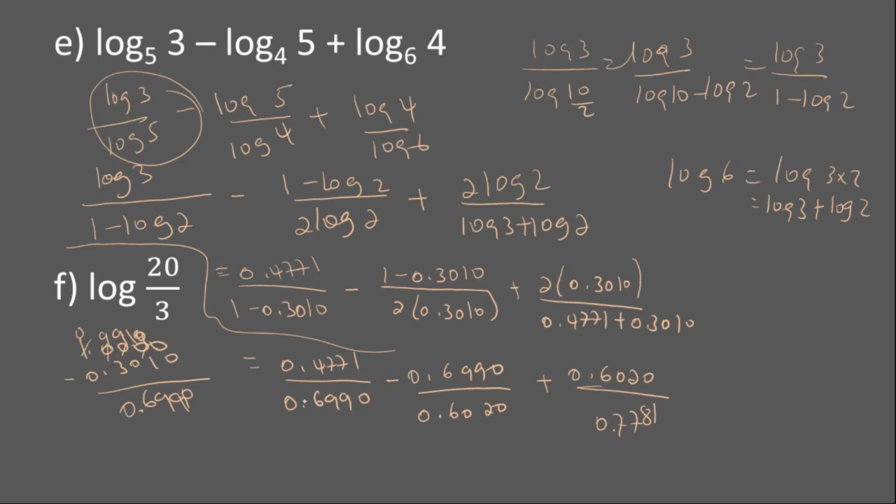So this can be simplified just like this, which means 4771 over 6990, minus 6990 over 6020, plus 6020 over 7781. You can use a calculator to divide these numbers, or convert these numbers into decimal form, then you can add or subtract by yourself.